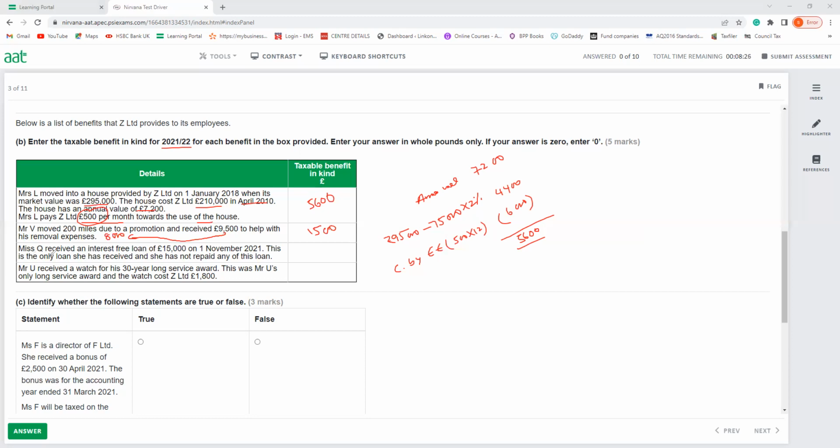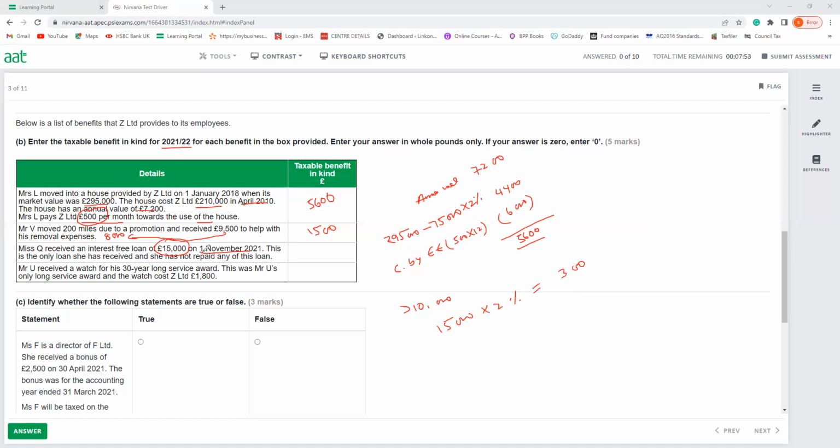The next one we have, Miss Q received an interest-free loan of 15,000 on 1st November. This is the only loan she received. Remember that if the loan is more than 10,000, the whole amount will be taxable. More than 10,000, full amount is taxable. So it's 15,000 times 2%, which is the official rate. So 15,000 times 2%, that's 300.